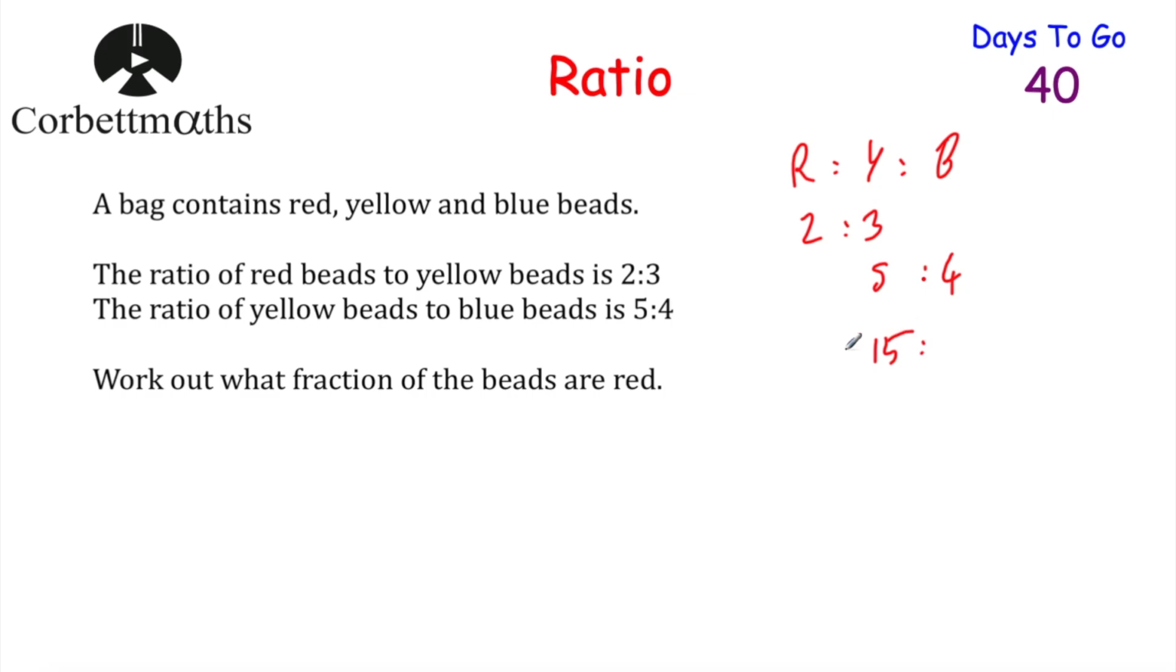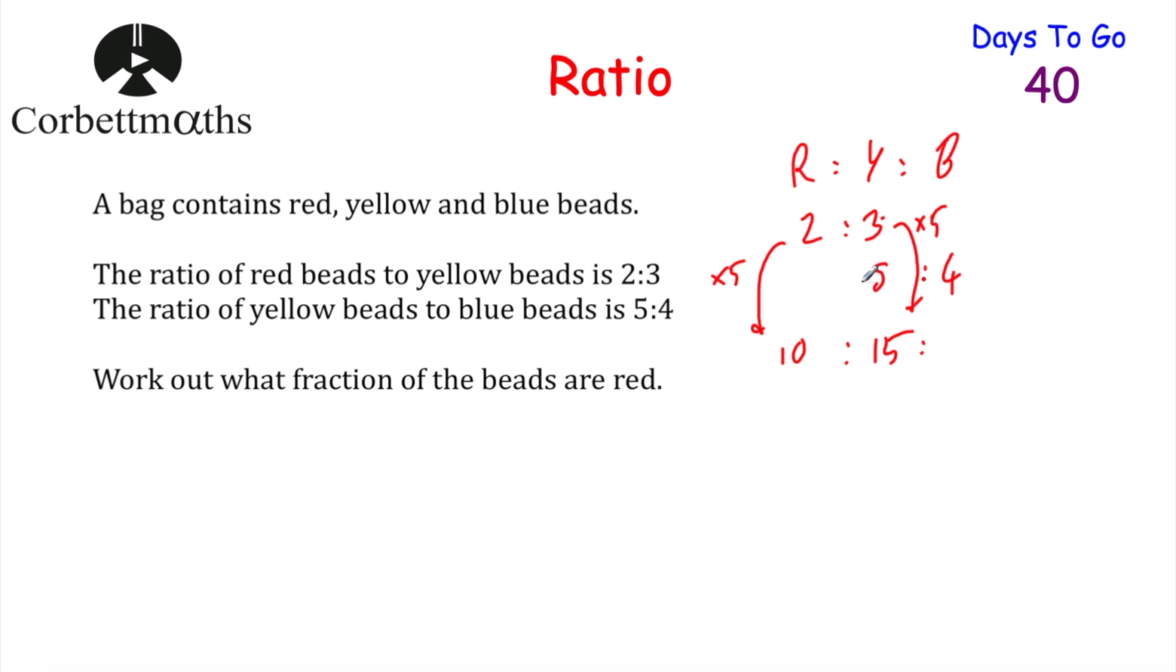So I'm going to find a ratio where there's 15 yellows. So if I multiply the 3 by 5, I get to 15. So 3 multiplied by 5 is 15. So I'm going to multiply the 2 by 5, and 2 multiplied by 5 is equal to 10. So if we know that for every 3 yellows there's 2 reds, that means if there's 15 yellows, there's going to be 10 reds.